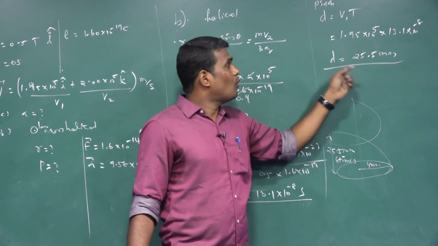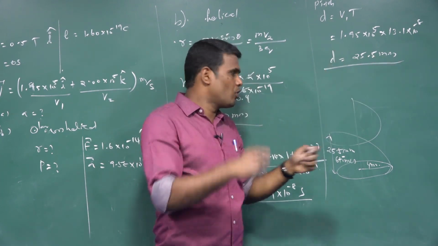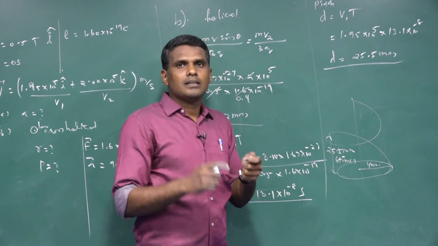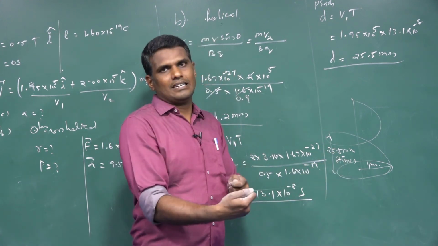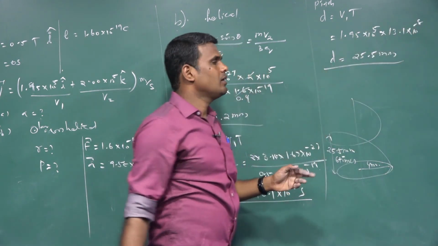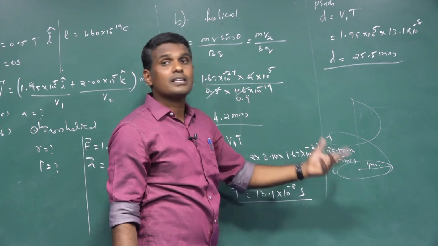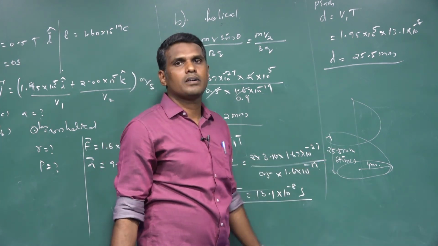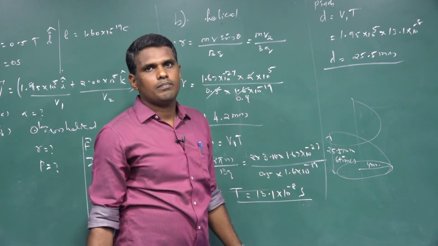So to conclude, why is pitch much more when compared to radius? Because the proton possesses an acceleration. Because it is accelerated, it will be spiraling forward. So the pitch is 6 times greater than the radius of the circular path.